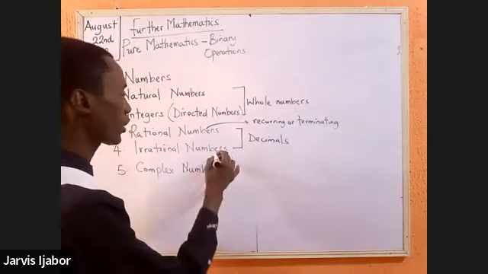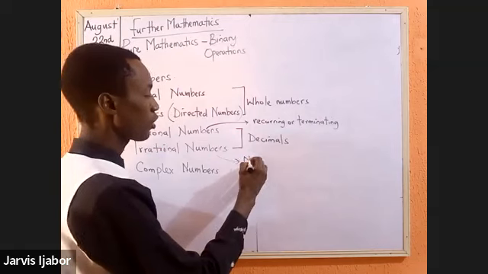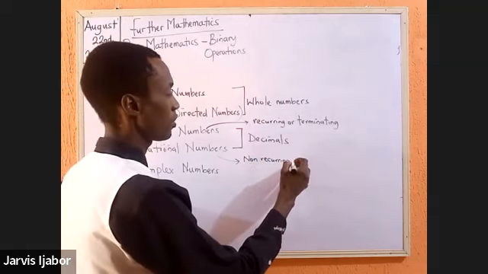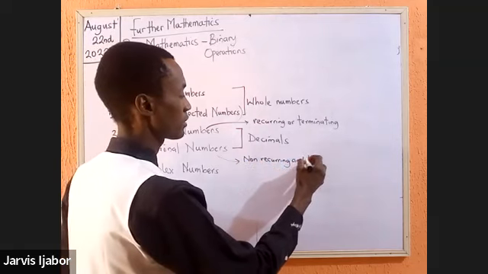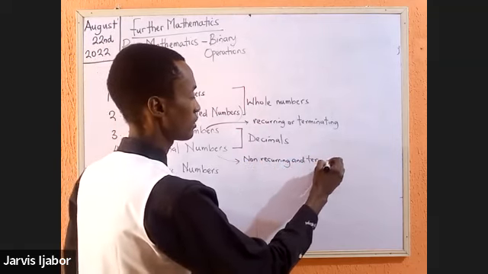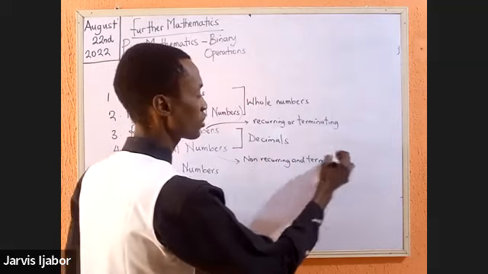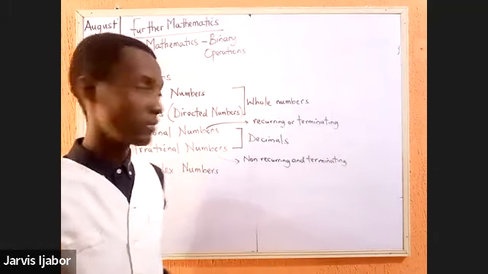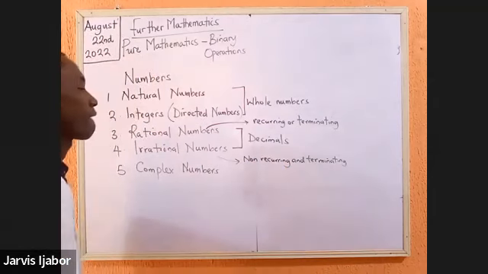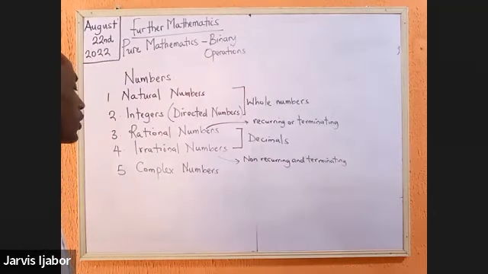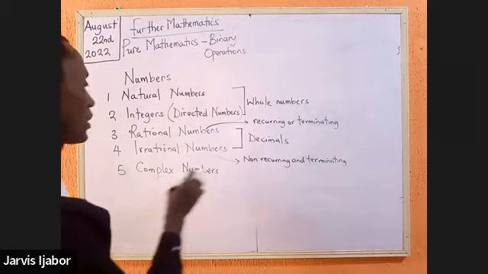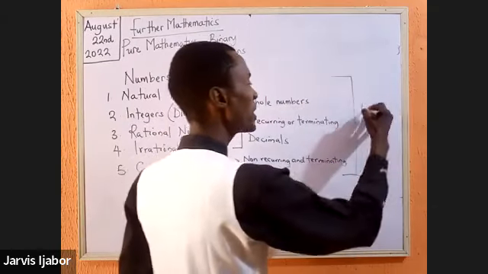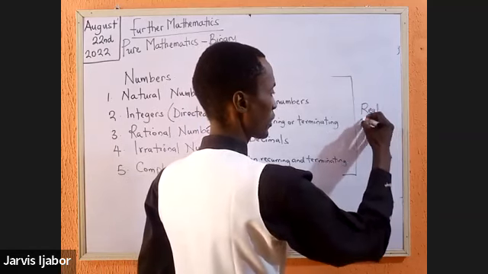Now, this is the one we call non-recurring and non-terminating. It's not recurring, it's not terminating. Now, all of these four come under what is called real numbers.